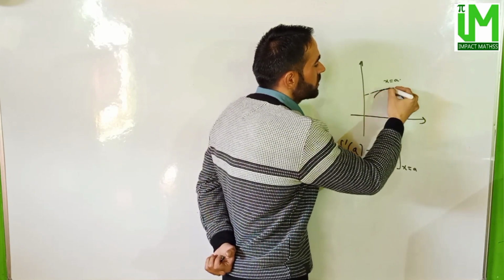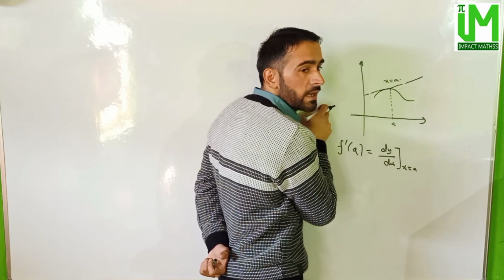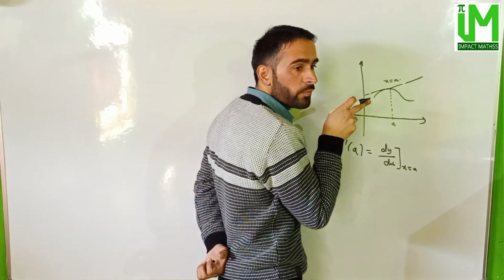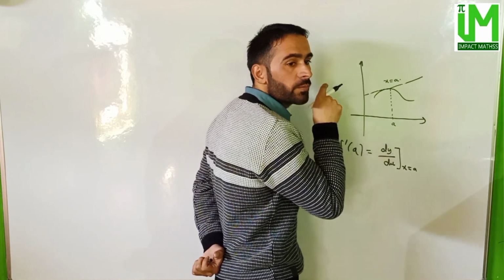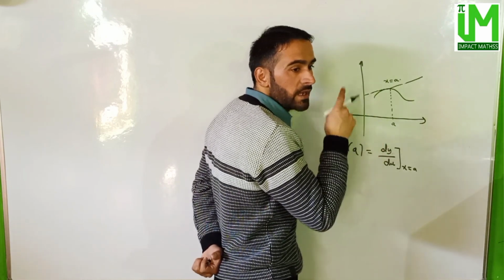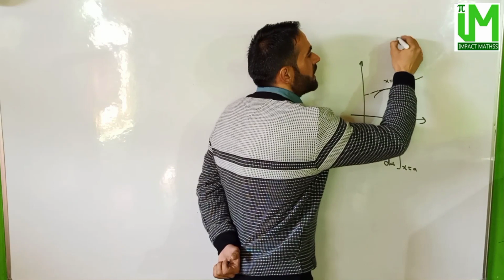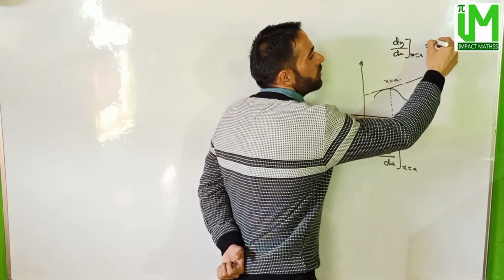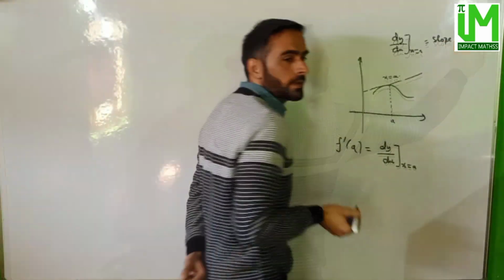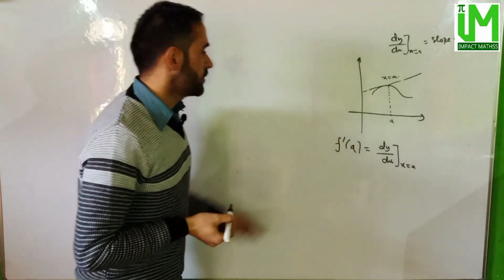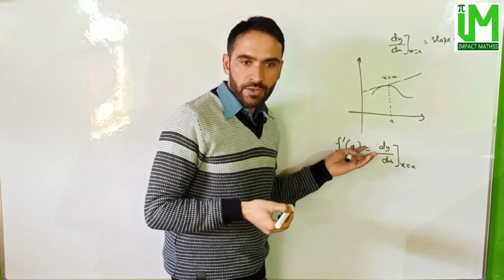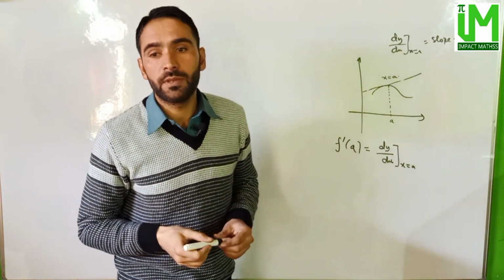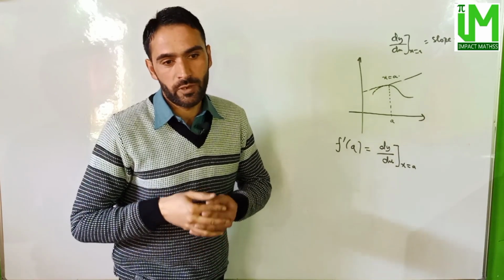Tangent slope, what is the slope of the tangent? So geometrically the derivative of a function at a particular point means slope of the tangent. So dy by dx at x equal to a means slope of tangent. So we can say geometrically the derivative of a function at a particular point means slope of the tangent at that point.